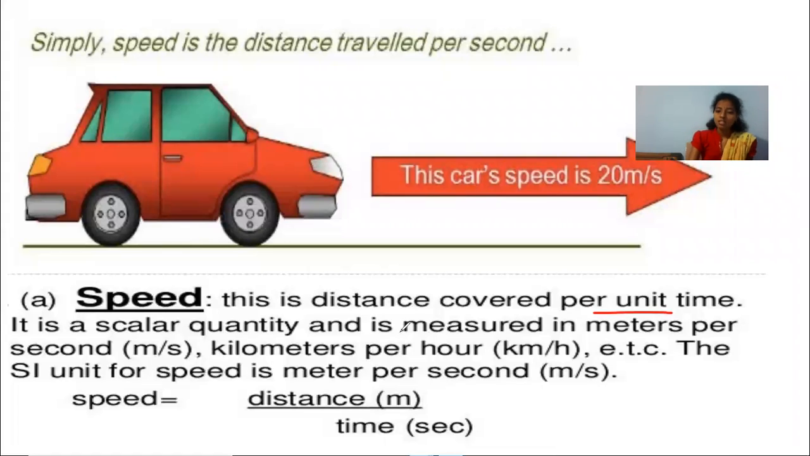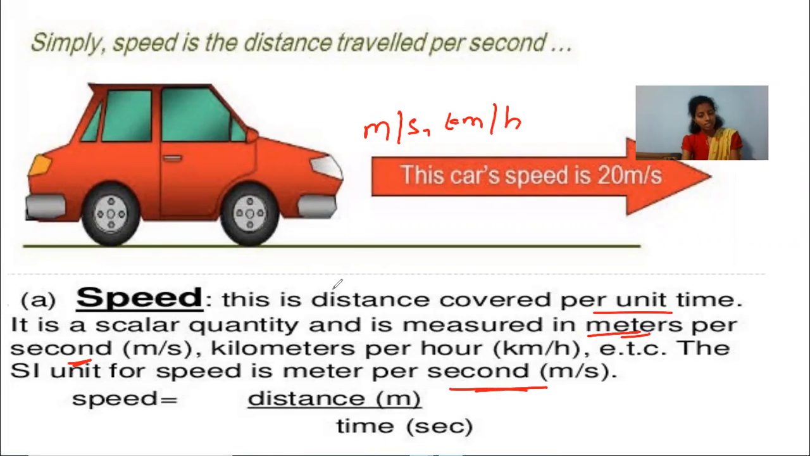It is measured in meter per second. The units of this are meter per second or kilometer per hour. If we take kilometer, we'll take hours. So here the SI unit of speed is meter per second. So we can write speed equals distance by time.